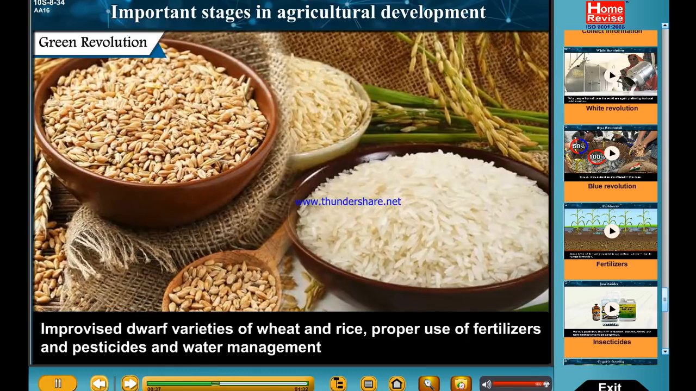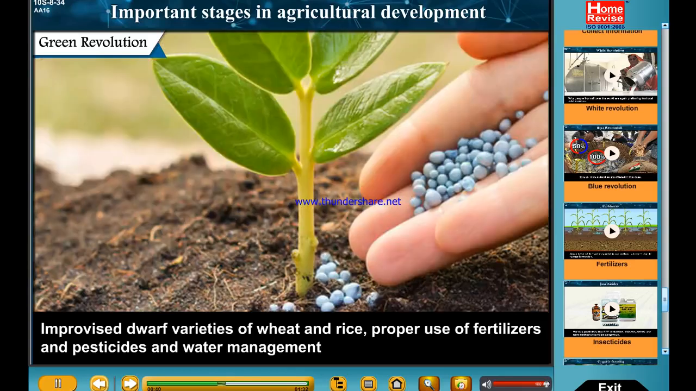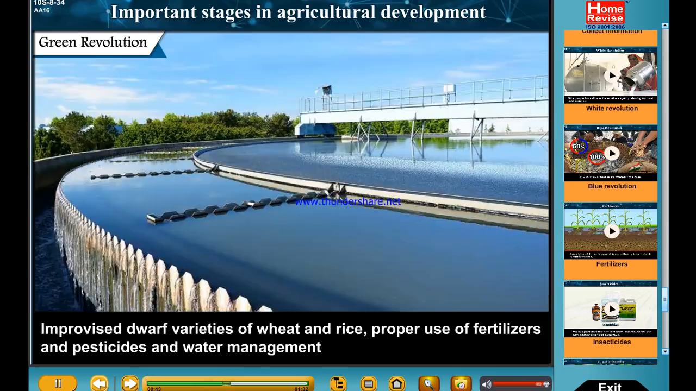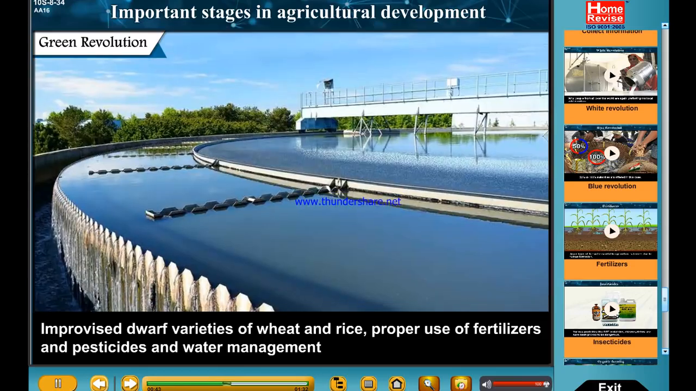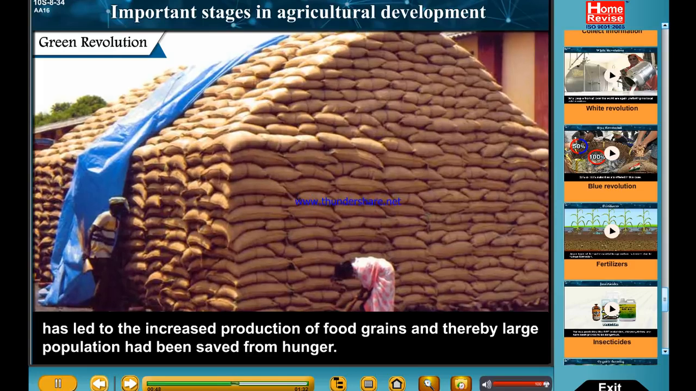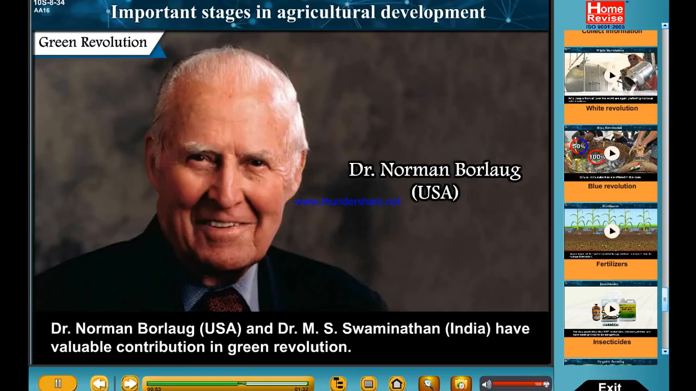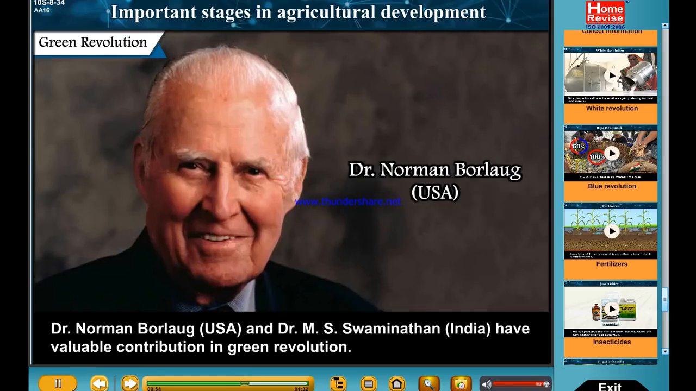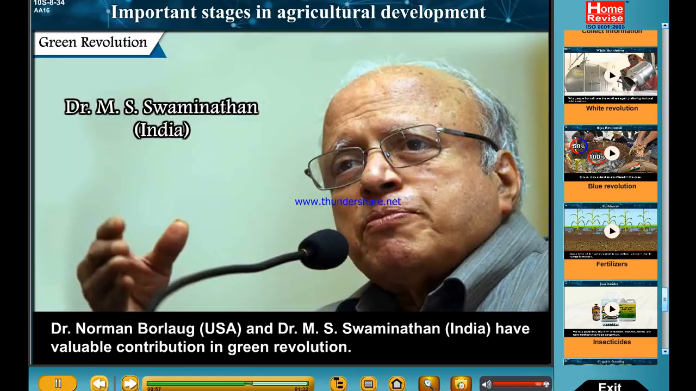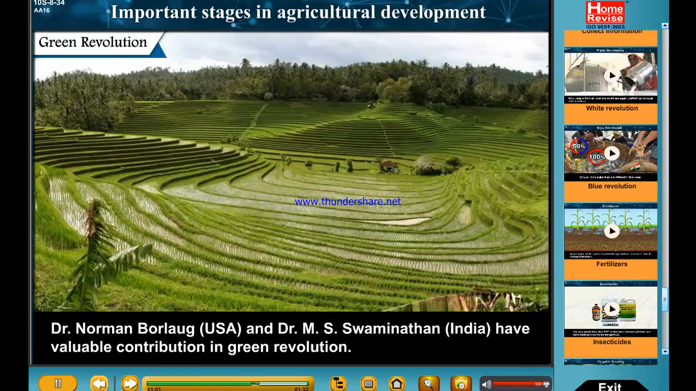Improvised dwarf varieties of wheat and rice, proper use of fertilizers and pesticides, and water management has led to the increased production of food grains, and thereby large population had been saved from hunger. Dr. Norman Borlaug, USA, and Dr. M.S. Swaminathan of India have valuable contribution in green revolution.